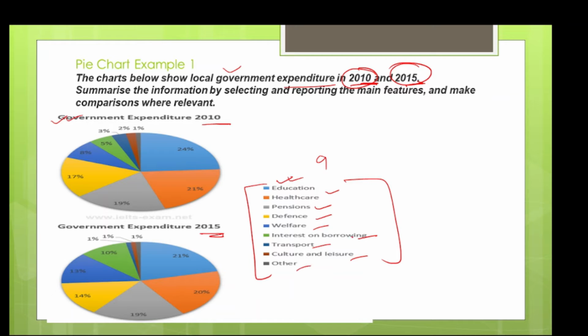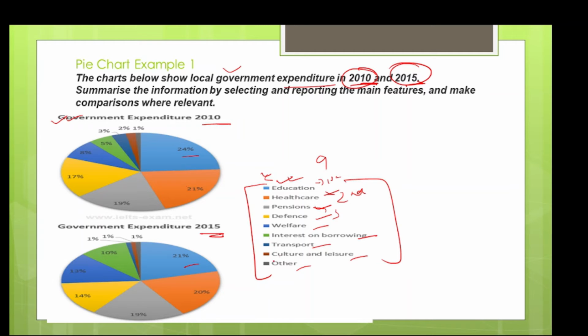If we see this diagram, the first thing we can notice is the major area covered. This is your education. Then we can see the health sector. So education is the first, health sector is the second, pension is the third, defense is the fourth, welfare is your fifth, and the least they have covered is culture and leisure, transport, right, on the other side.